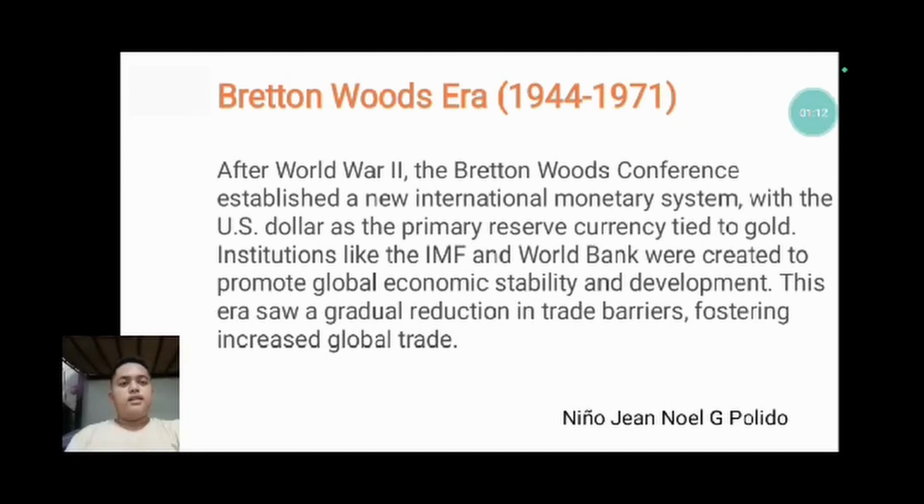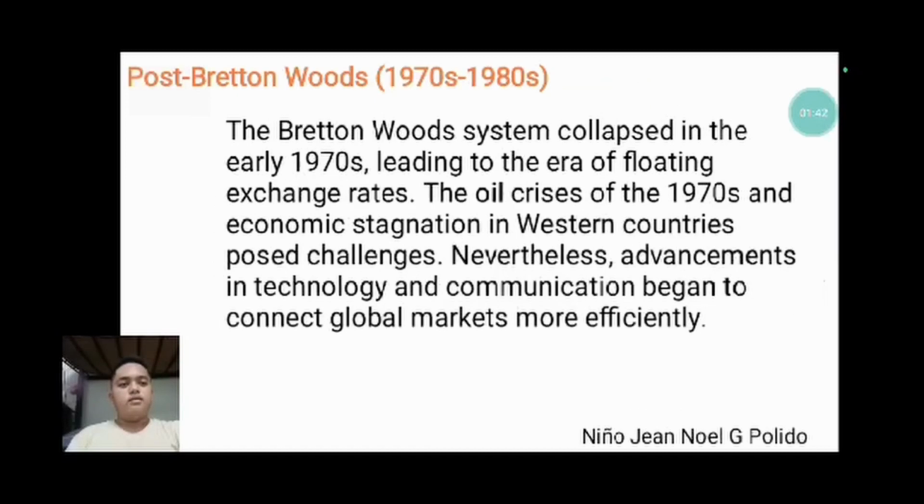Bretton Woods era, 1944 to 1971. After World War II, the Bretton Woods Conference established a new international monetary system, with the US dollar as the primary reserve currency tied to gold. Institutions like the IMF and World Bank were created to promote global economic stability and development. This era saw a gradual reduction in trade barriers, fostering increased global trade.